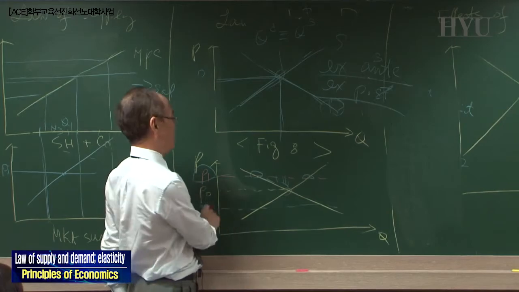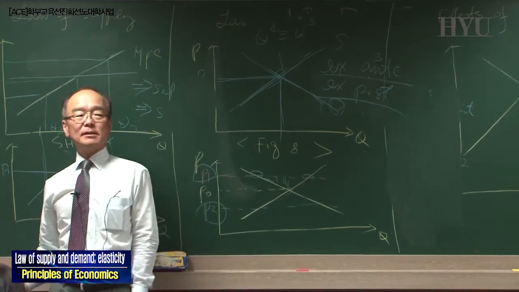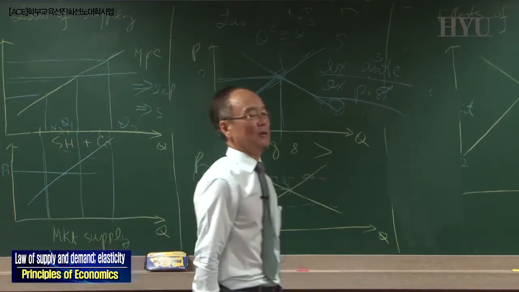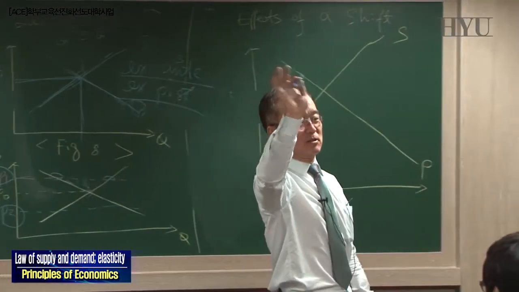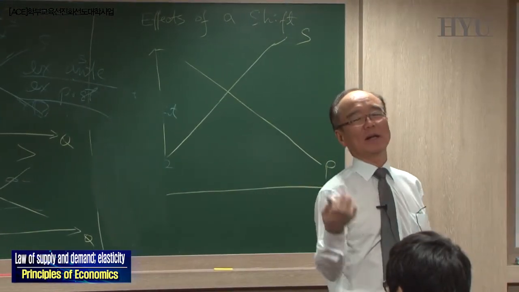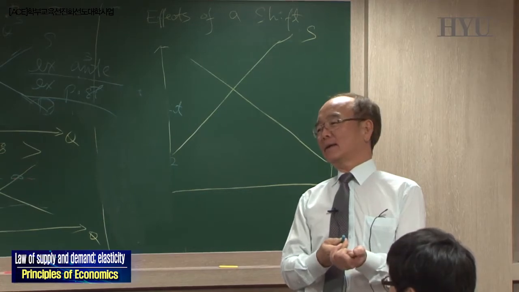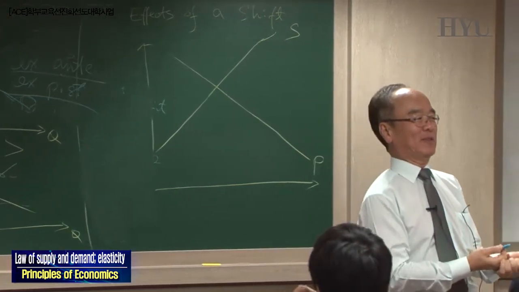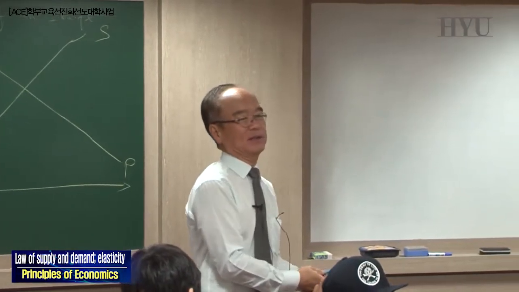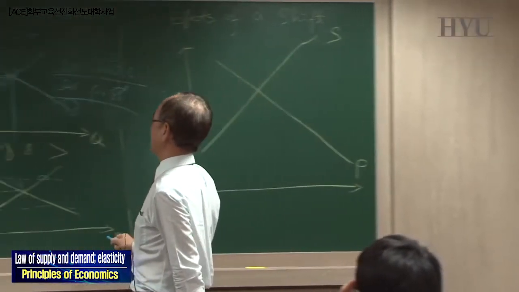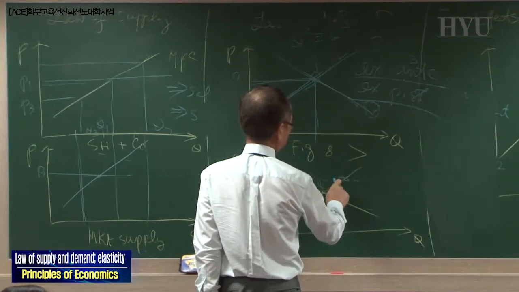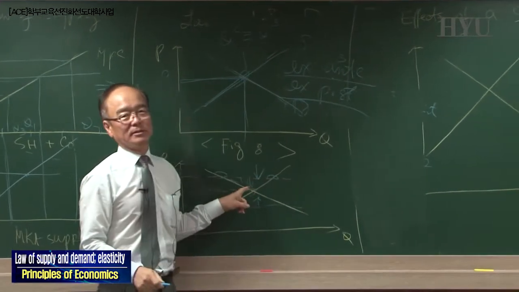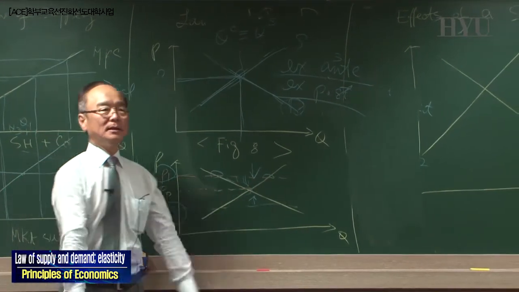The other case is P2. P2 is that somehow, by accident, the price is set below the equilibrium price. The other way, we have excess demand, 초과 수요, or deficit. We have surplus and deficit. So then the market forces the price to the equilibrium point right here.